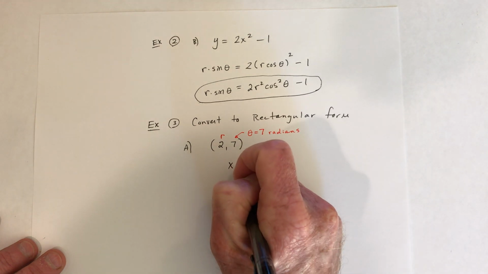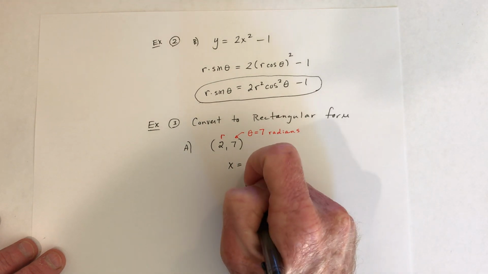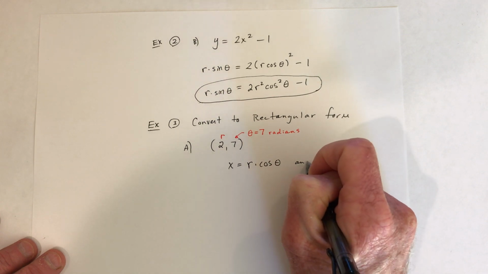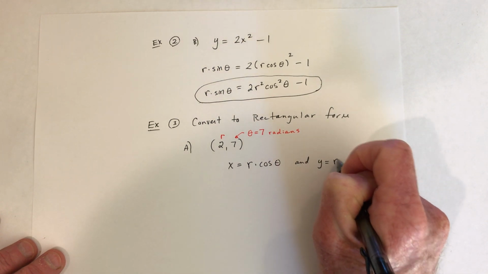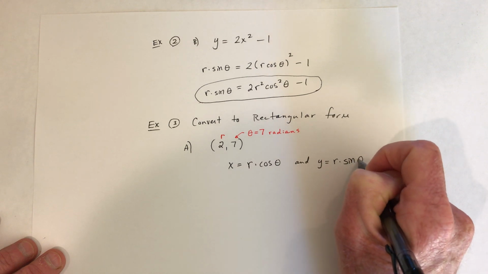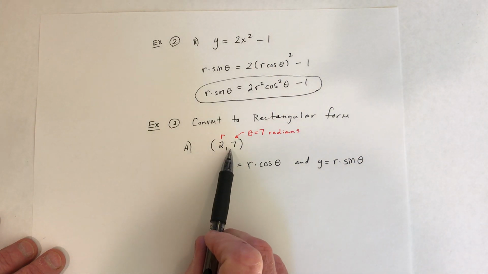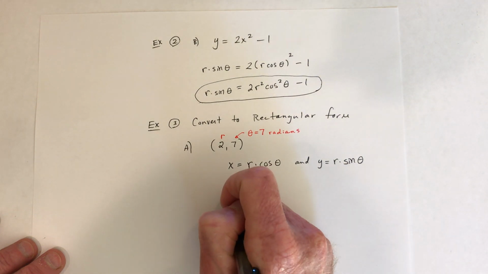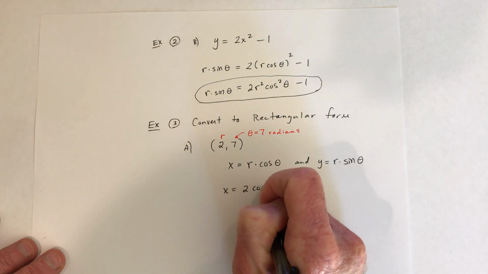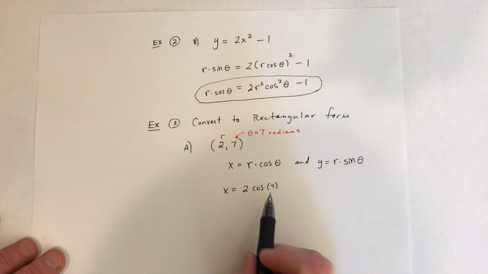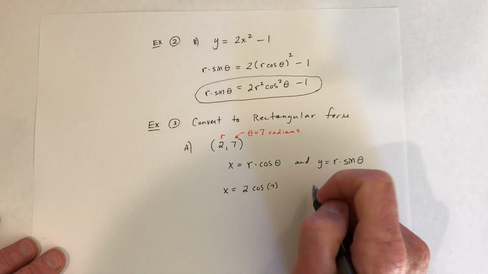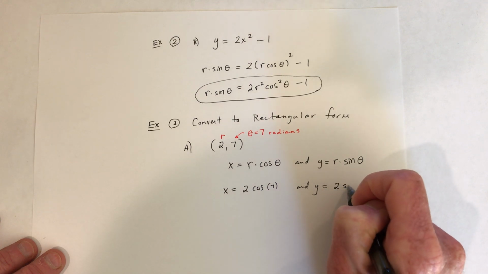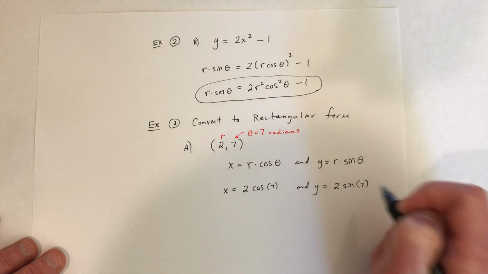So for the third time, we could use the formula x equals r cosine theta. And we could also use y equals r sine of theta. And then just plug in the 2 and the 7. So x equals 2 cosine of 7. I have to make sure that the calculator's in radians. And for the y, it's going to be 2 sine of 7.